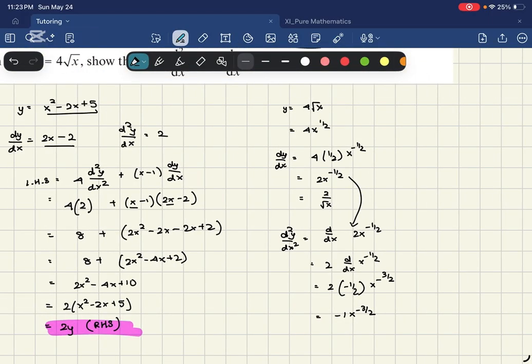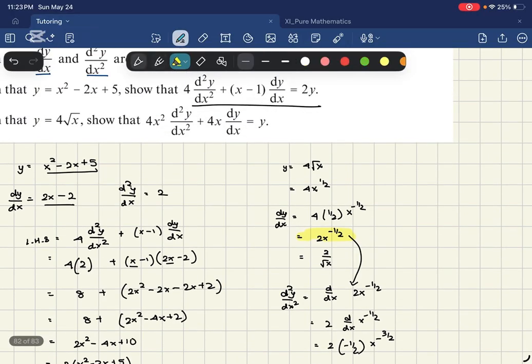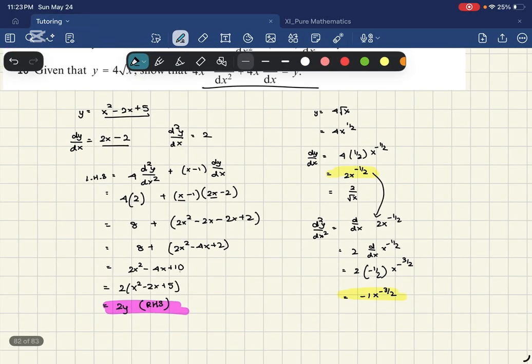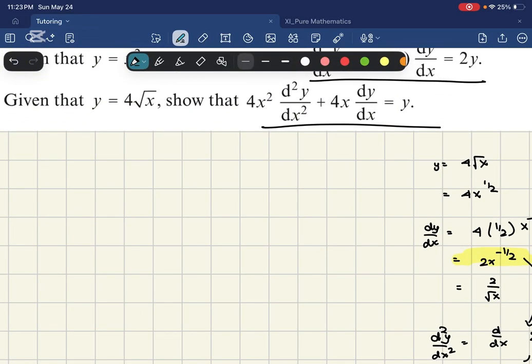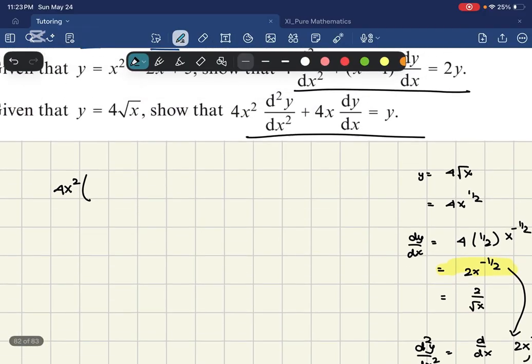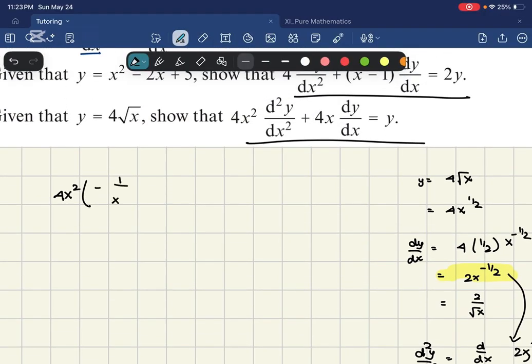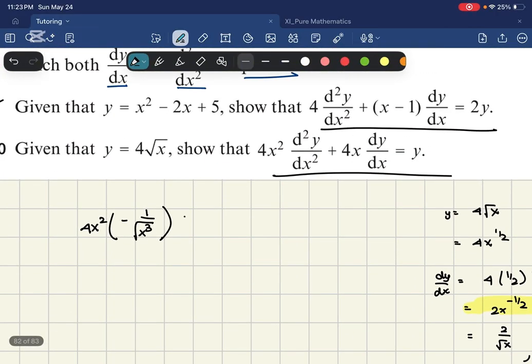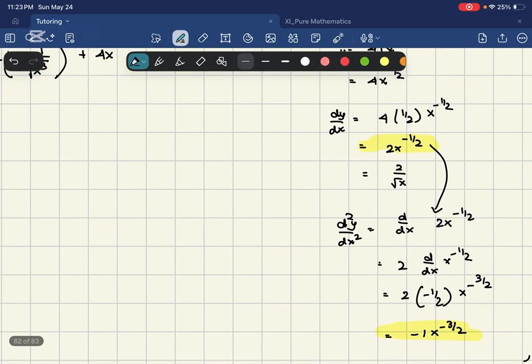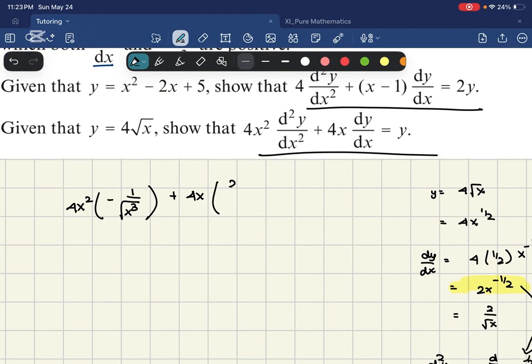All right. So now we have dy by dx and d squared y by dx squared. Now I do the same thing as I did. So let me just erase this very quickly. The proof was very, very straightforward. You have 4x squared. What is d squared y by dx squared? Well, that is just this expression, right? That is negative 1 over square root of x cubed. That is how you can write this. Plus 4x dy by dx is just 2 over square root of x. Oh, sorry. That is our left-hand side.